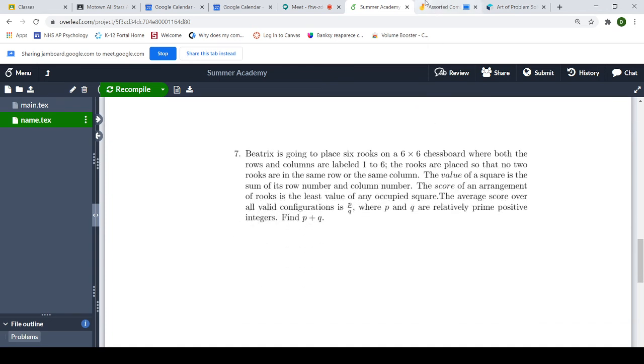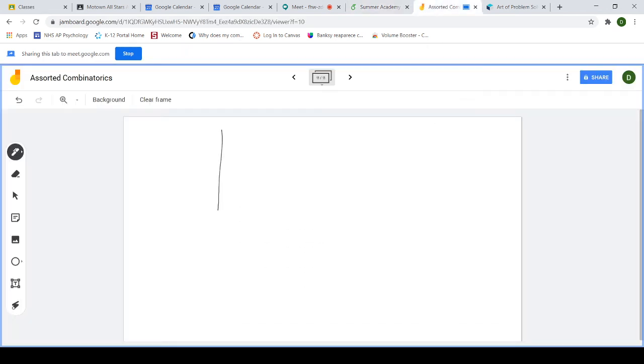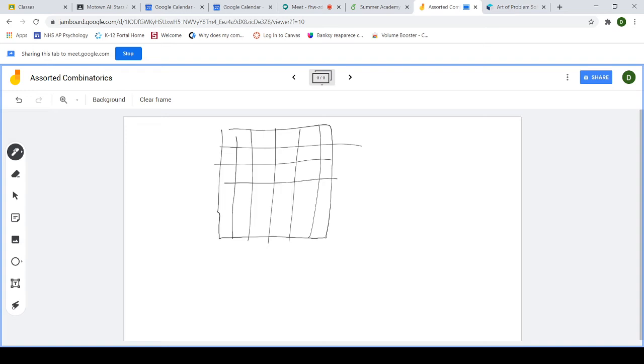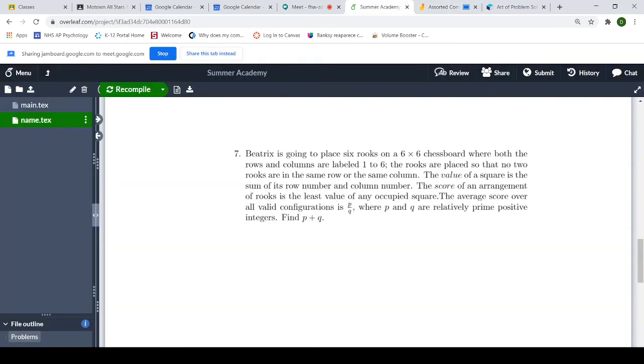And problem 7 is just a board, with rows and columns 1, 2, 3, 4, 5, and 1, 2, 3, 4, 5. And then no rook is placed on the same row or column. And then the value of a square is the sum of its row number and column number. The score of an arrangement of rooks is the least value of any occupied square. And then we want to find the expected value of this score.